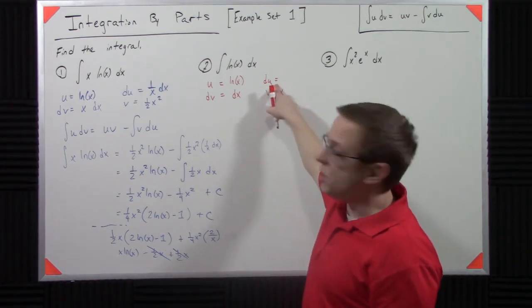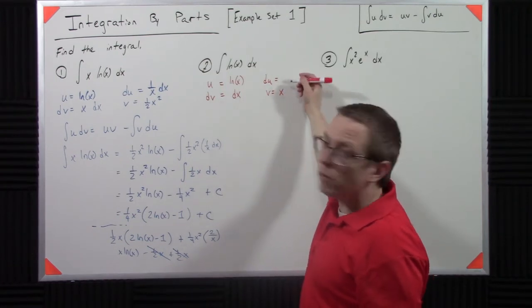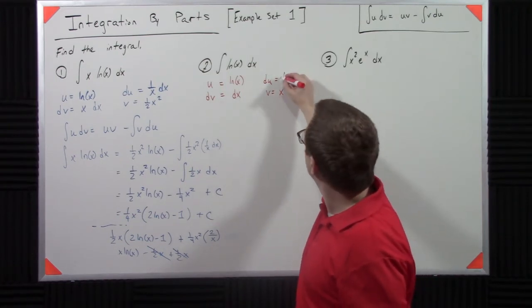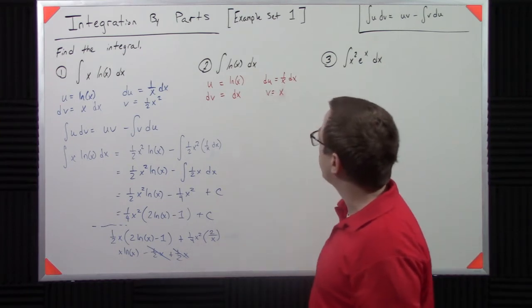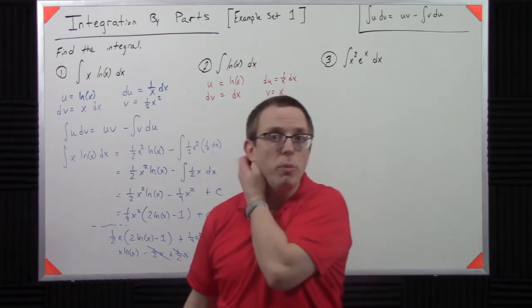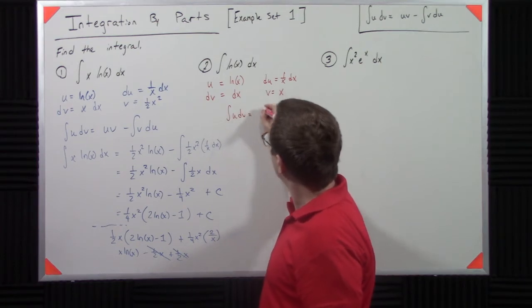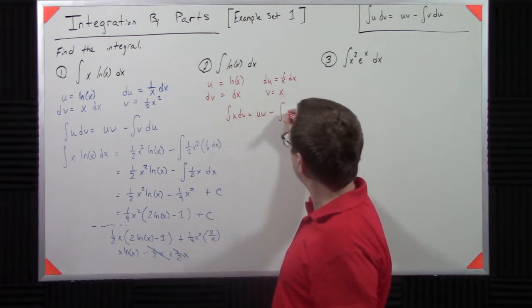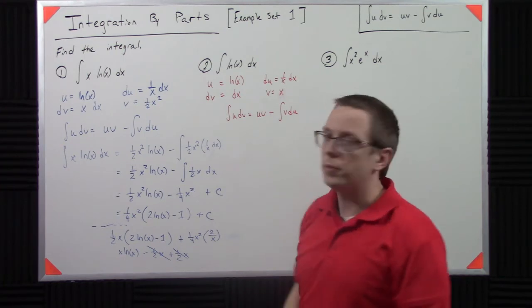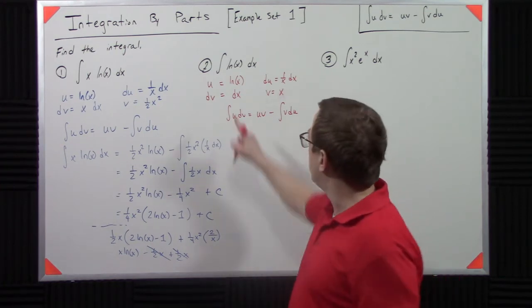And so then we have du here. Well, the derivative of natural log is 1 over x. So I have 1 over x dx. So now we can follow the pattern. We can say, okay, u dv equals uv minus integral v du. Okay, let's fill it in.